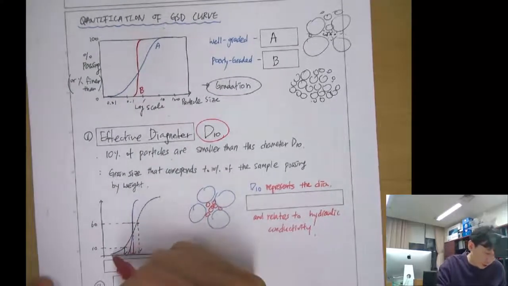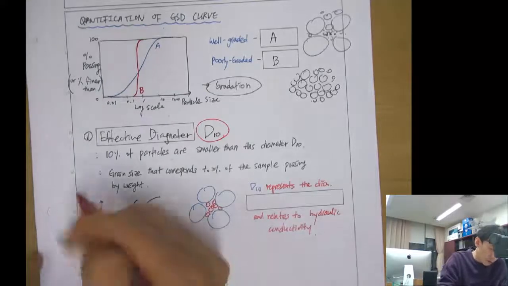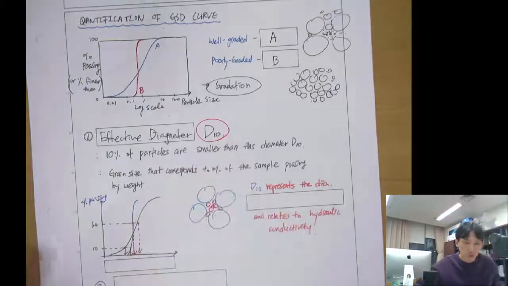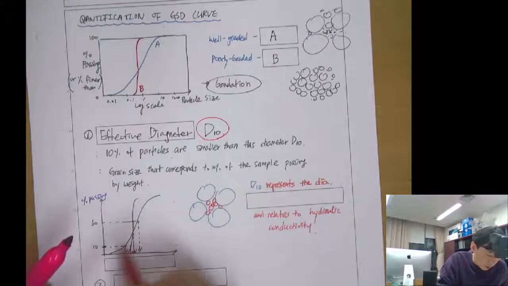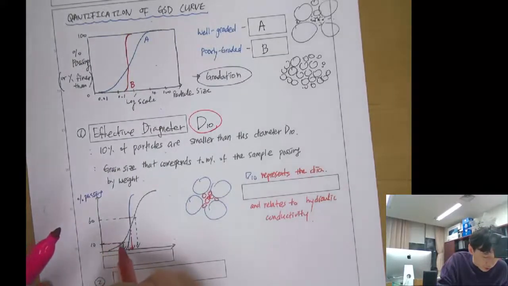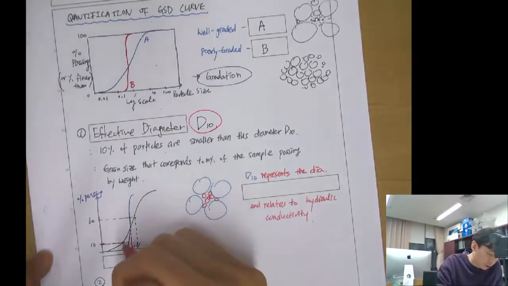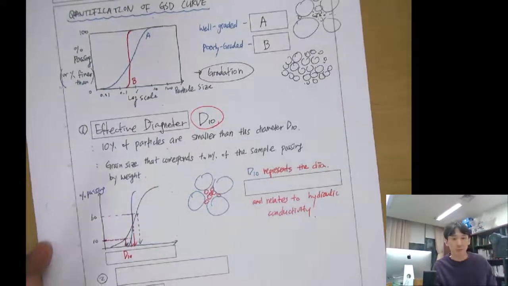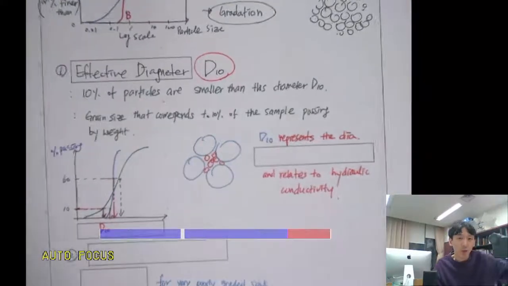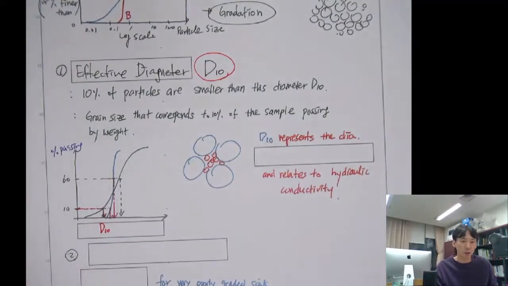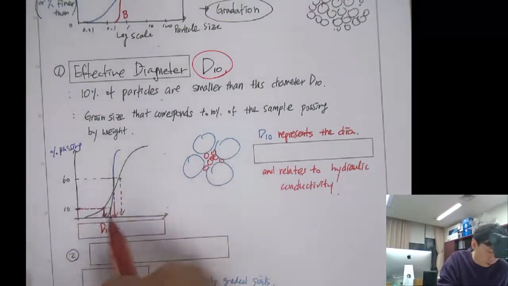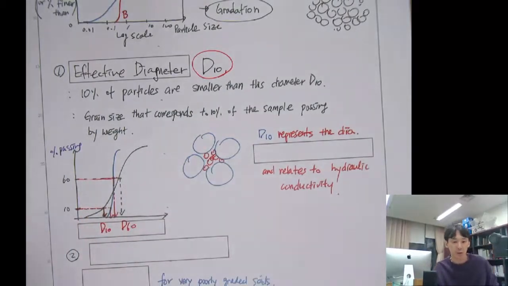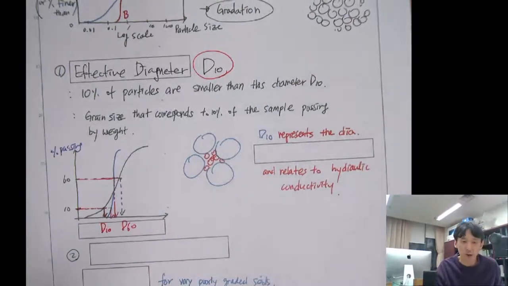Okay? So when you have this kind of grain size distribution curve, the y-axis is percent passing, or percent finer. So if you draw a horizontal line from the 10 and find the intersection, the corresponding diameter is called D10. Likewise, you can also define D60, D50, D30, D20, right? For example, here, for this black curve, D60 will be here. For the blue curve, it will have a different D60 and D10.